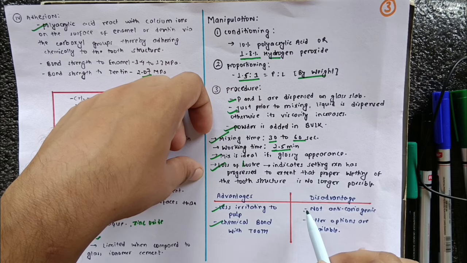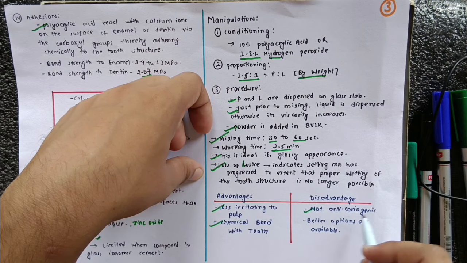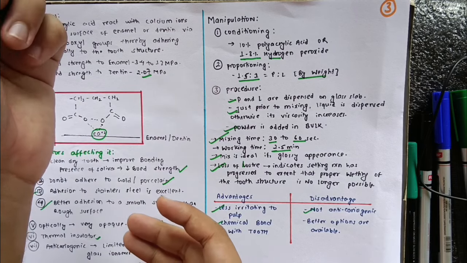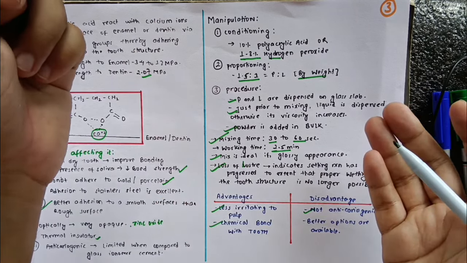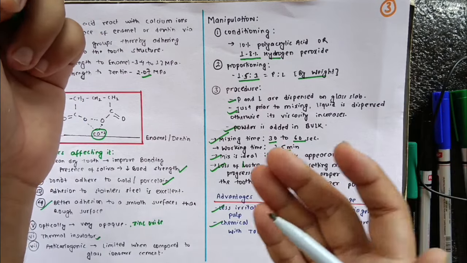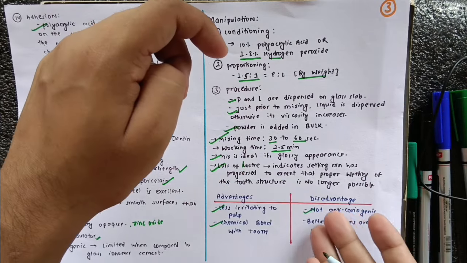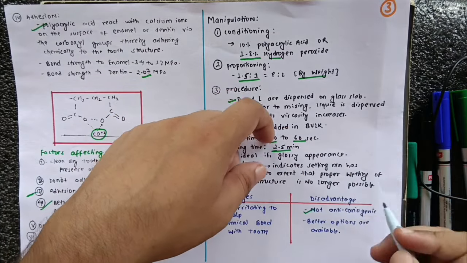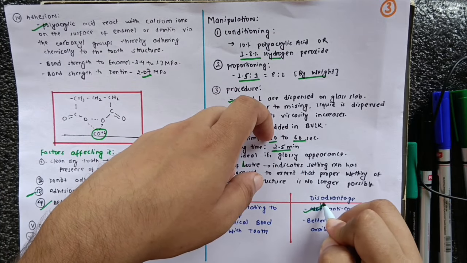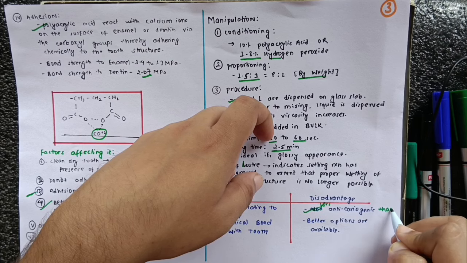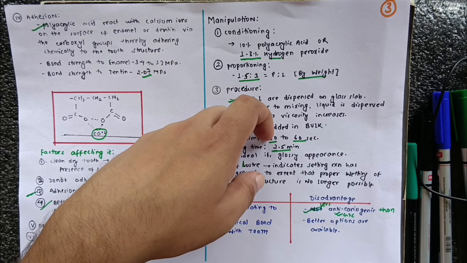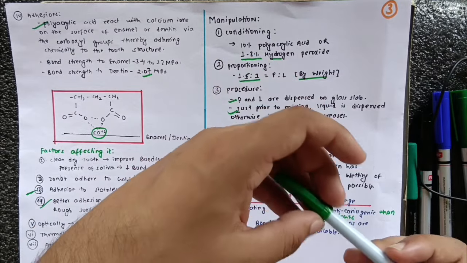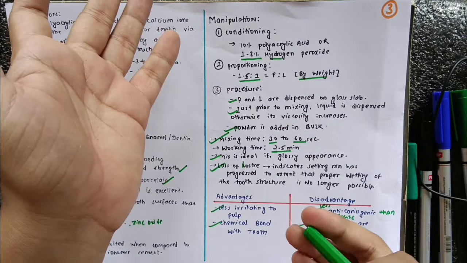As for the disadvantage, it is a little bit anti-cariogenic, but in comparison to glass ionomer cement, it is less anti-cariogenic. So you can just write here: less anti-cariogenic than GIC. That is the better term. And better options are available, so if we have better options, why not prefer those instead of using zinc polycarboxylate.